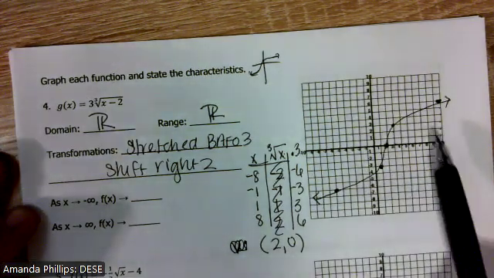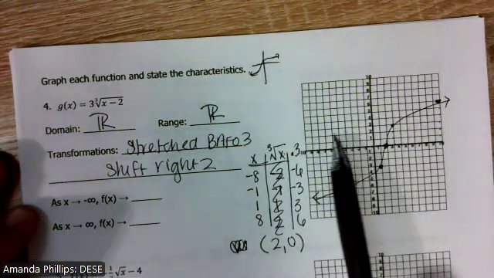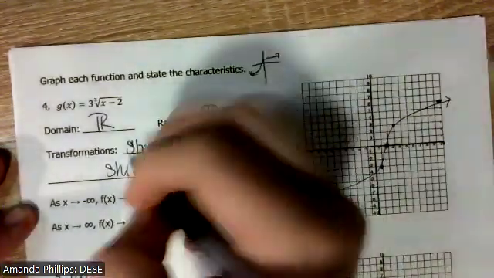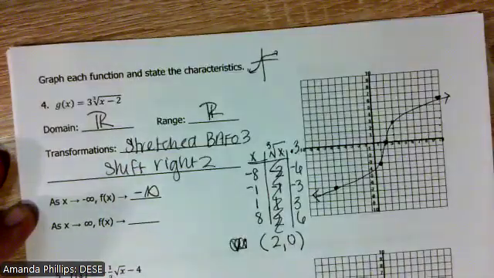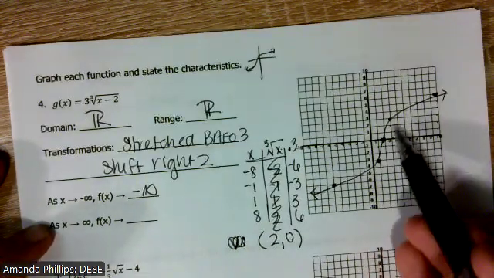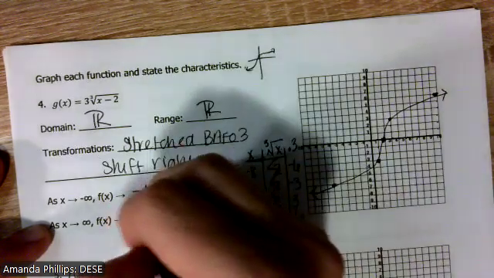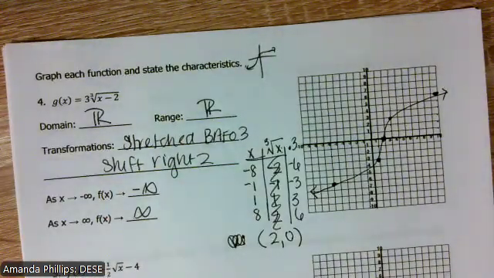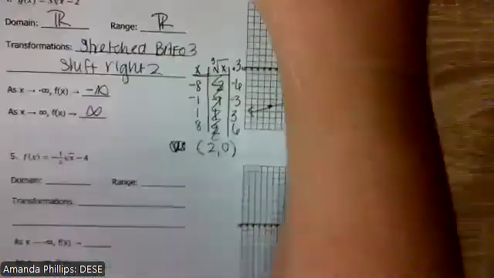So as x is approaching negative infinity, as we're going to this side of the graph, my graph is also going to negative infinity. And as I'm approaching positive infinity, my graph is also going to positive infinity. Okay? All right, well, let's look at this one.